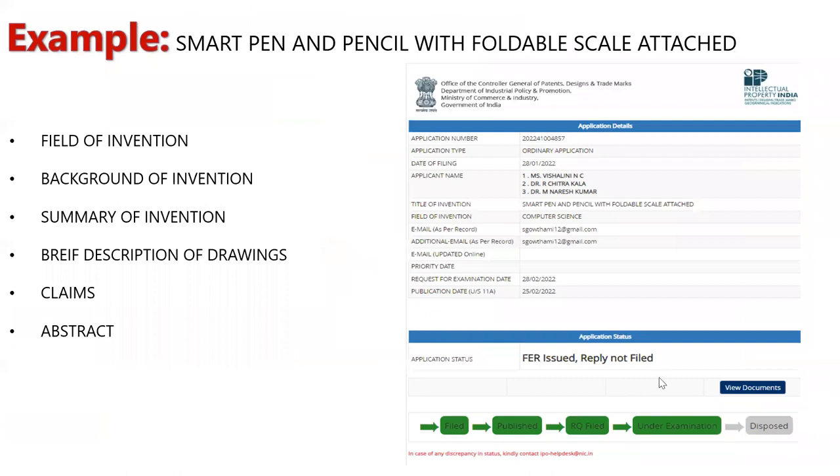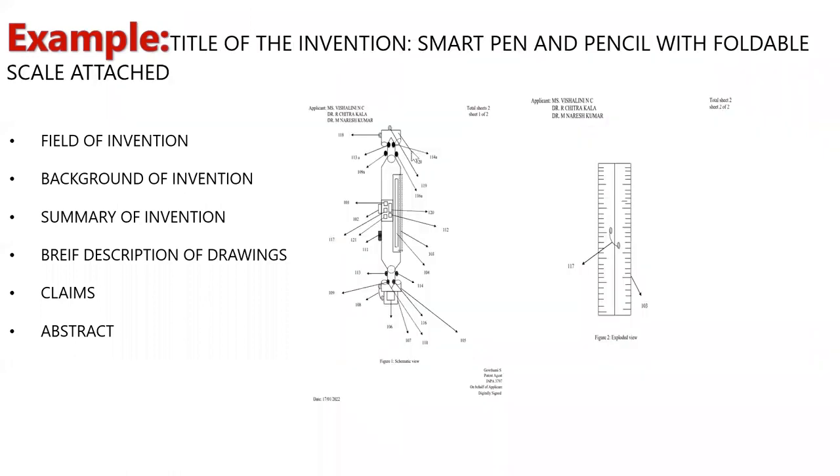You see here, I'm showing, and any drawing you see here is showing some numbers. Each and every part of this drawing should be described in the patent, in the technical specification form. So you see, the field of the invention. This is the example I am showing you here.